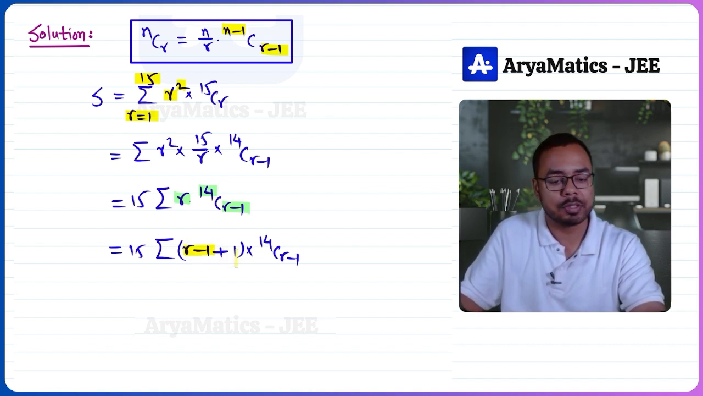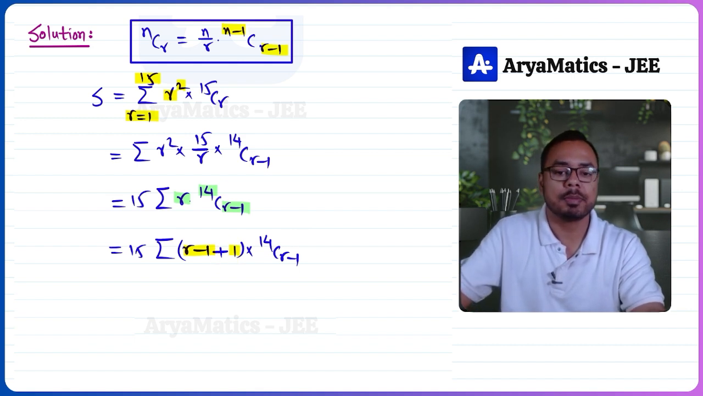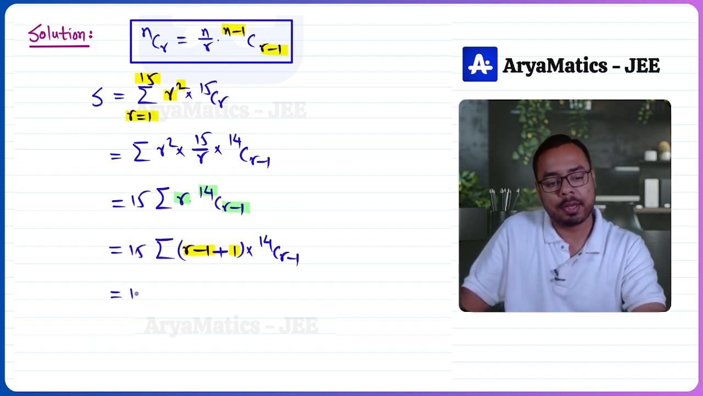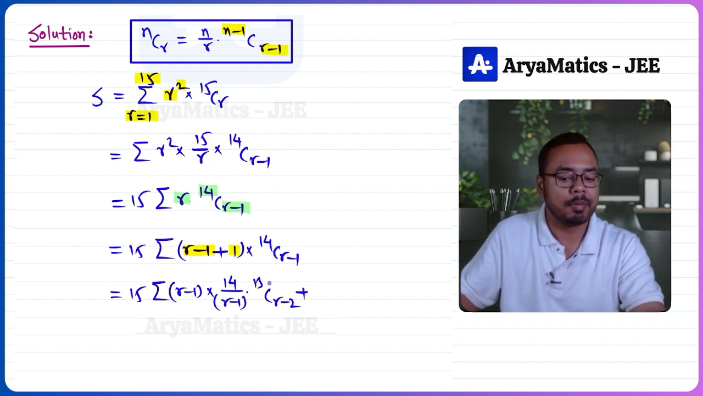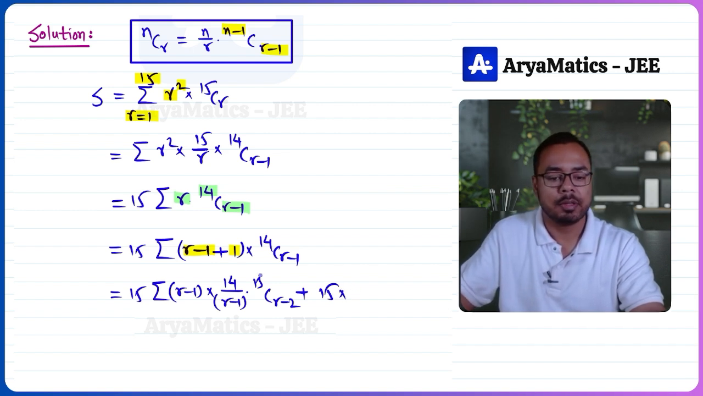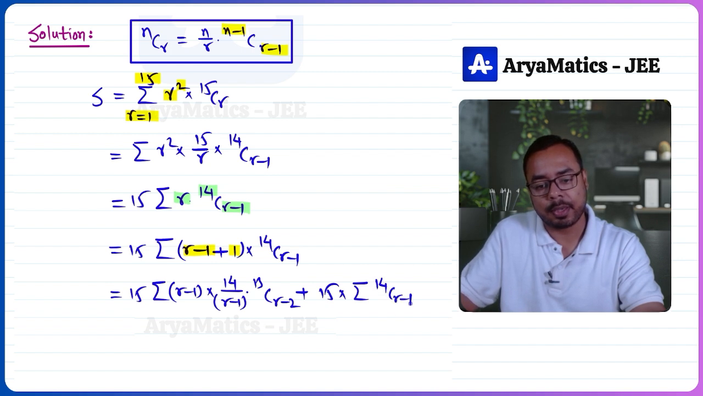R minus 1, this is one term, and plus 1, this will be another one. So now we can write this as 15 sigma r minus 1 multiplied by 14c r minus 1, and this you can write as 14 by r minus 1 and then 13c r minus 2. And the other term will be, 15 you can keep common, and then we have 1 into this term, so that means sigma 14c r minus 1.